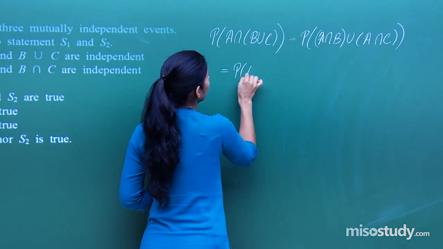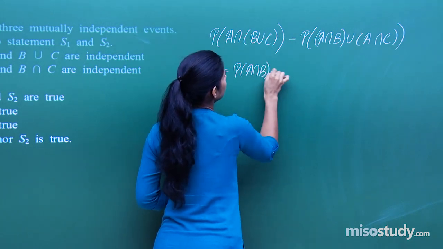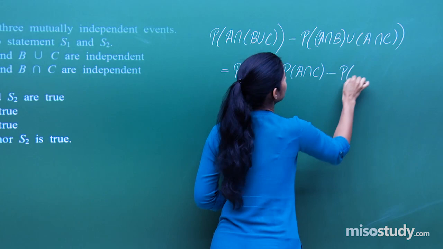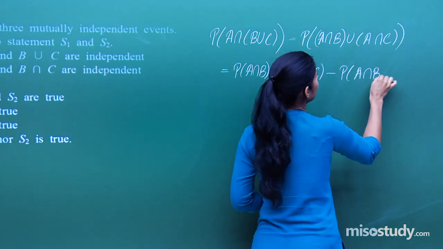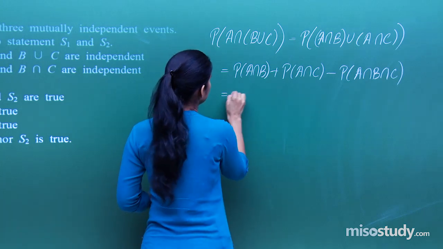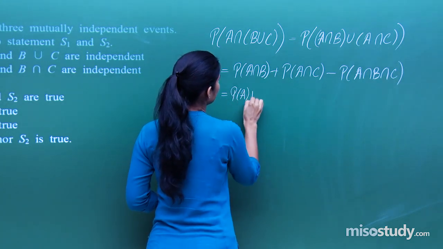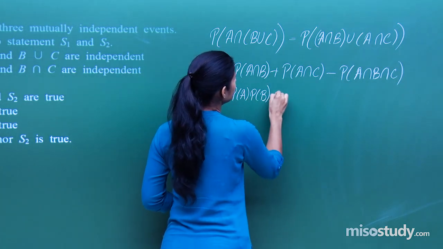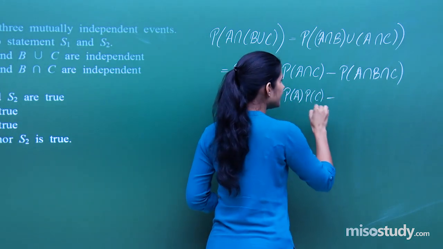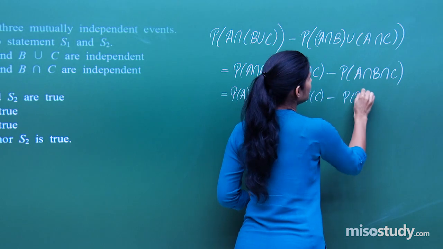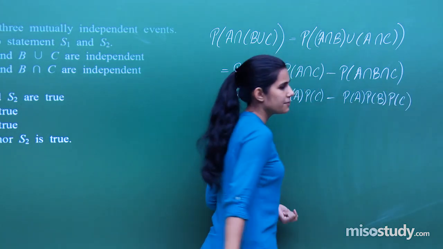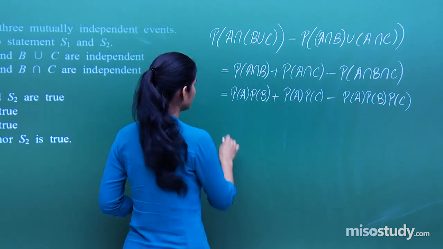This is nothing but probability of A intersection B plus probability of A intersection C minus probability of A intersection B intersection C. That is the formula for union. This is probability of A into probability of B because A and B are independent. This is probability of A into probability of C because A and C are independent. And this is probability of A, probability of B, probability of C because A, B, C are mutually independent.